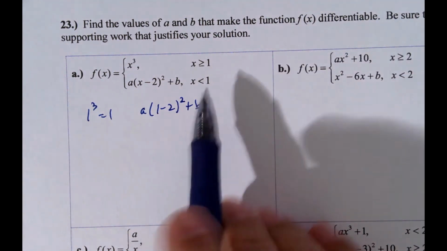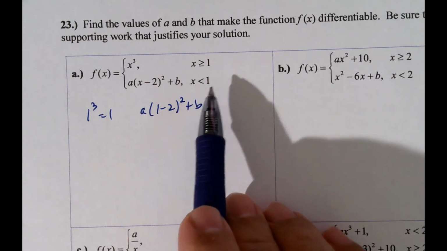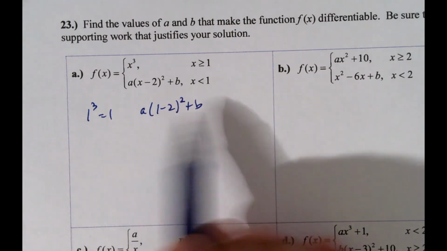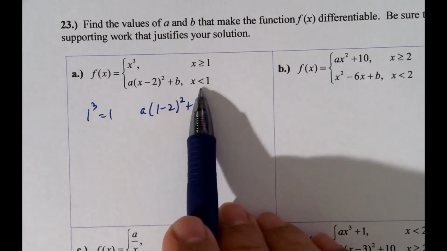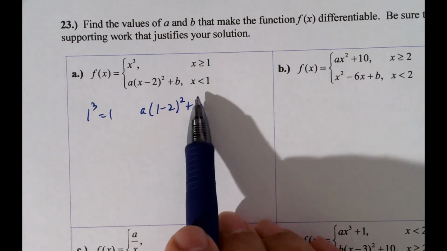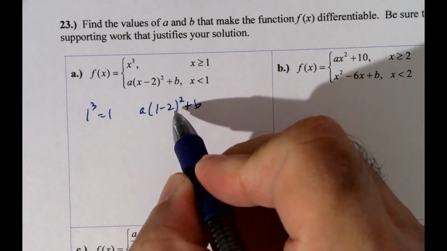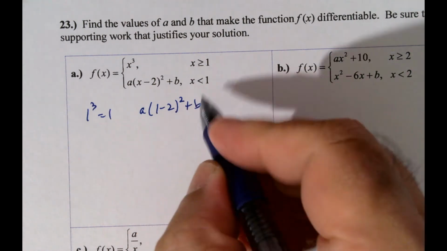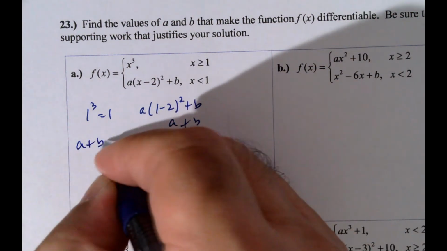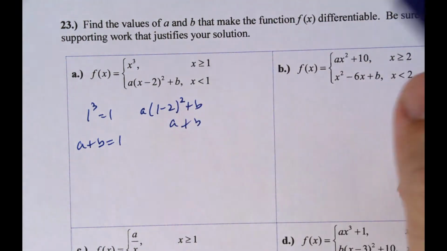I understand that there is no equality here, but when you take the limit as x approaches 1 from the left, it's the same thing as plugging in 1. So it's irrelevant that there's no equal bar here. We're thinking of it as taking the limit, and the limit doesn't care whether there's an equal or not. So this becomes 1 minus 2, which is negative 1. Negative 1 to the second power is positive 1, so this ends up being a plus b. That means a plus b must equal 1 for this to be continuous, because they have to have the same limit on both sides.